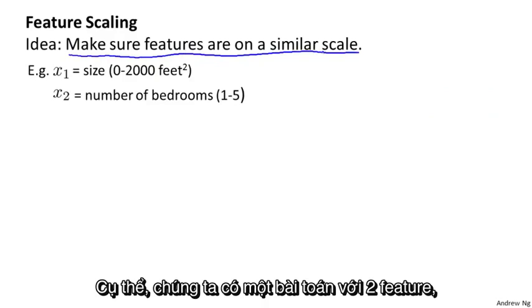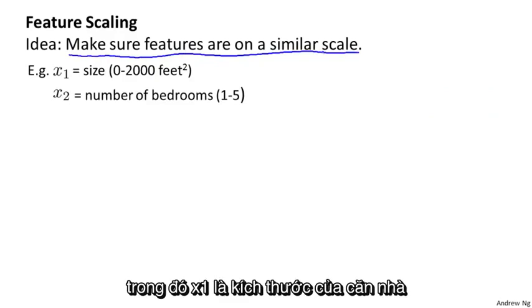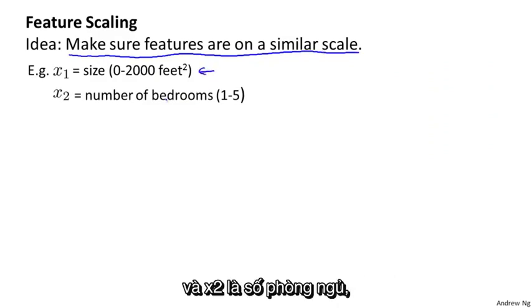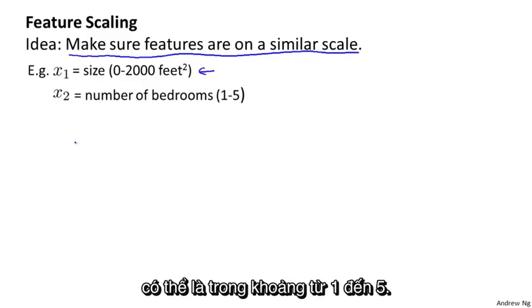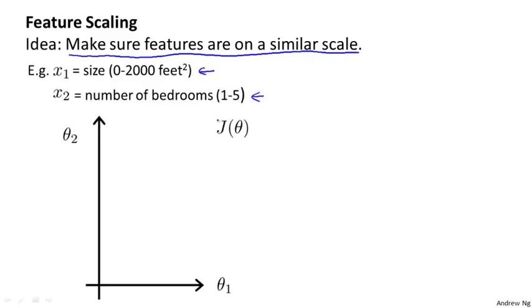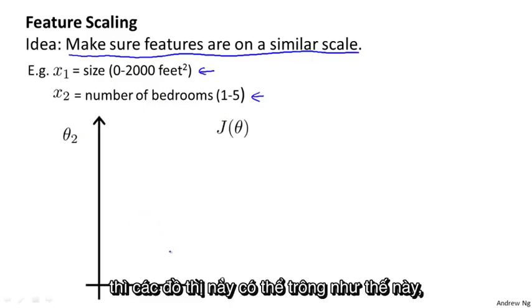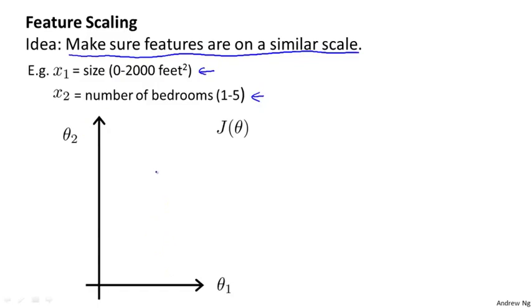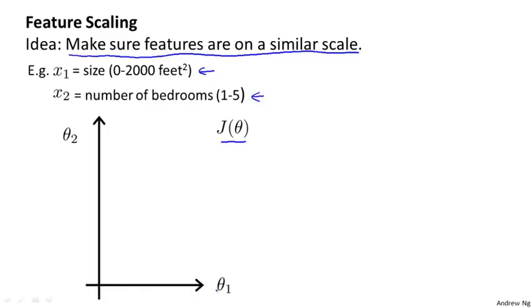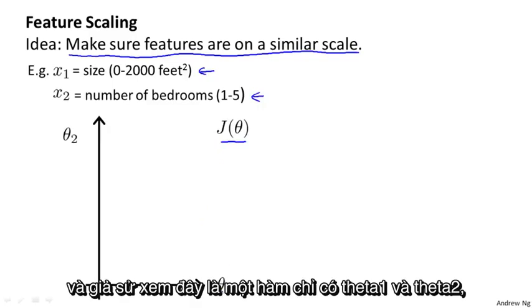Concretely, let's say you have a problem with two features where x1 is the size of a house and takes on values between, say, 0 to 2000, and x2 is the number of bedrooms, and maybe that takes on values between 1 and 5. If you plot the contours of the cost function J of theta, where J of theta is a function of parameters theta 0, theta 1, and theta 2, I'm going to ignore theta 0, so let's forget about theta 0 and pretend it's a function of only theta 1 and theta 2.